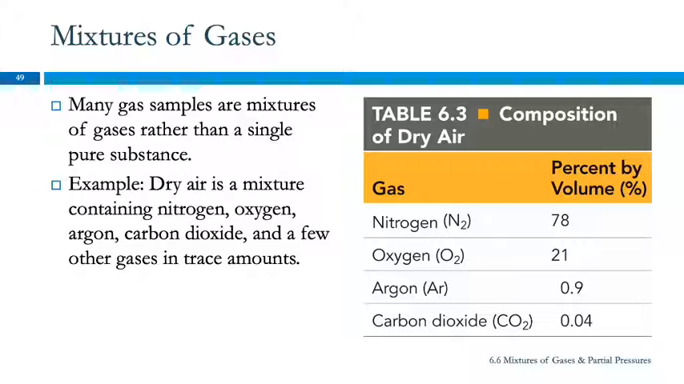Dry air is a mixture of nitrogen, oxygen, argon, carbon dioxide, and a few other gases. It's mostly nitrogen and oxygen. So that's the air that we're breathing. And this table gives us the composition by volume percent. So volume percent would be the volume of nitrogen divided by the volume of the whole sample of air times 100. And no, you don't need to memorize those numbers.